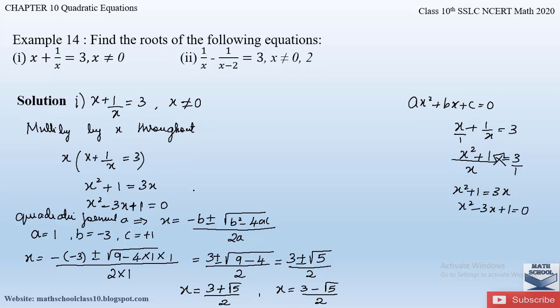But here, initially we have to find the value of b square minus 4ac first, so that we can know what kind of roots we will be obtaining. So what is the b value? b is minus 3. So minus 3 the whole square is 9, minus 4 into a, which is 1, and c is also 1. So we get 9 minus 4, which is 5. So we got b square minus 4ac as 5, which is greater than 0.